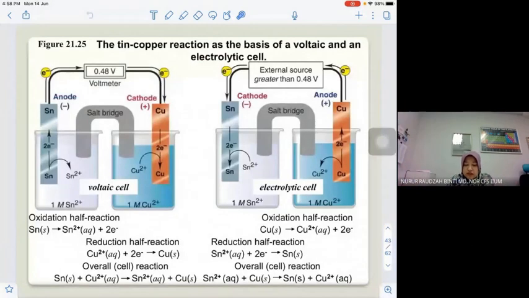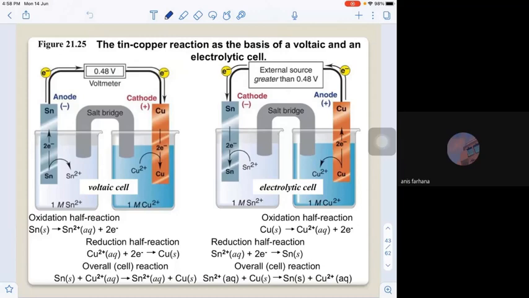Let's look at these figures. We have seen this before. Just to refresh, let's look at the difference between the electrolytic cell and the voltaic cell. On my left, we have a voltaic cell. It is a reaction between tin, Sn, and copper. So we have a Sn half cell with a copper half cell. I want you to look at your standard reduction potentials. Please search for the E naught for Sn and the E naught for the copper reaction.